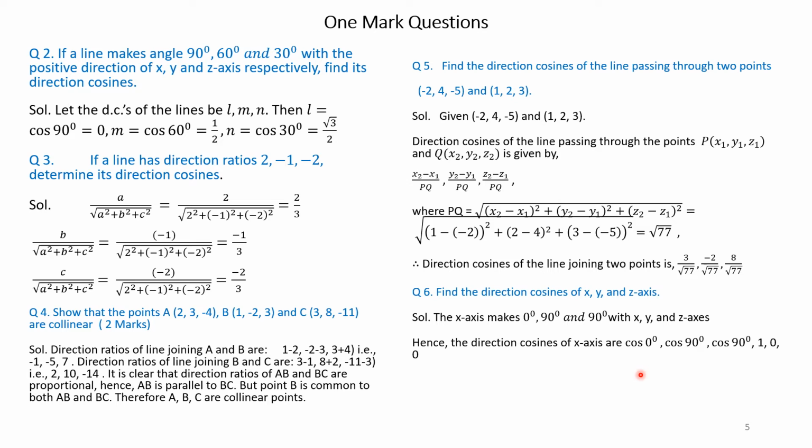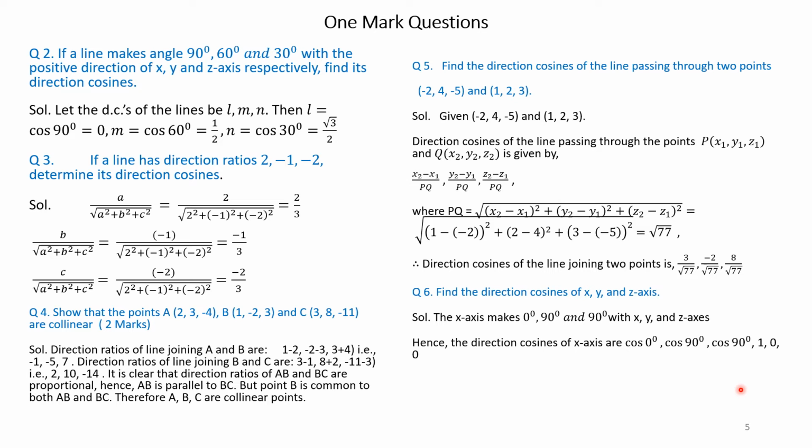Similarly, the y-axis makes 90 degrees with the x-axis, 0 degrees with the y-axis and 90 degrees with the z-axis. Therefore, the cosines are cos 90, cos 0 and cos 90. Therefore, it is 0, 1, 0.